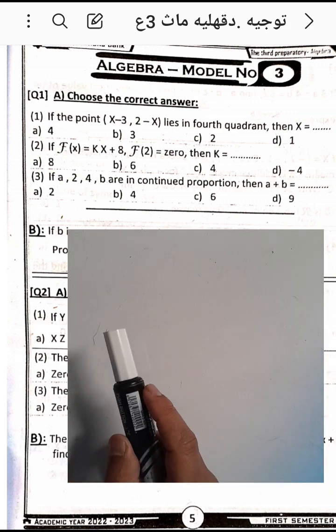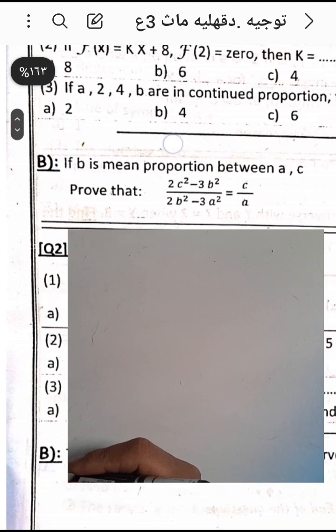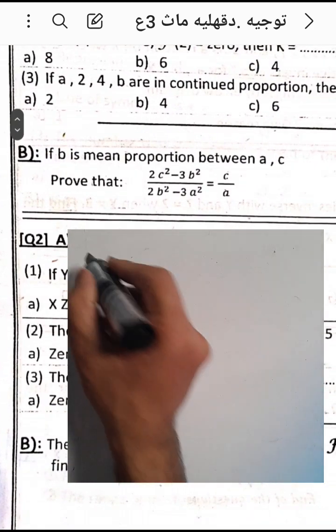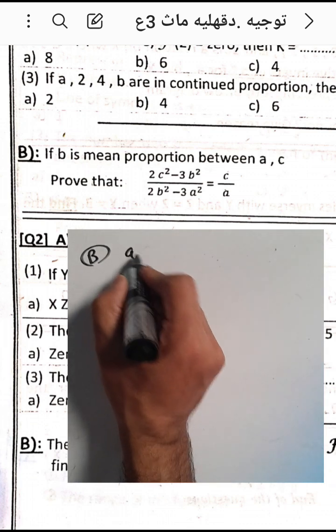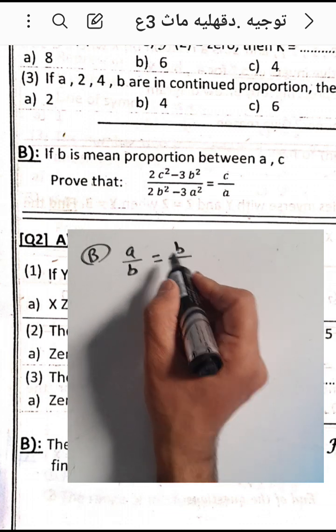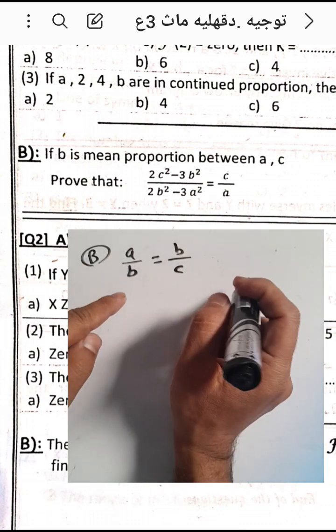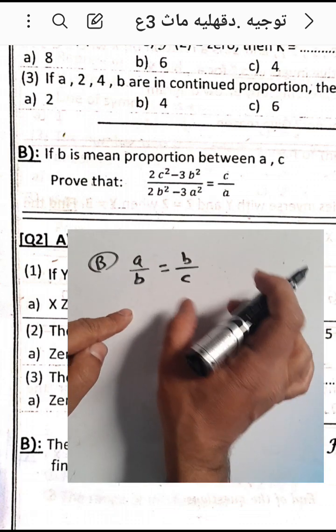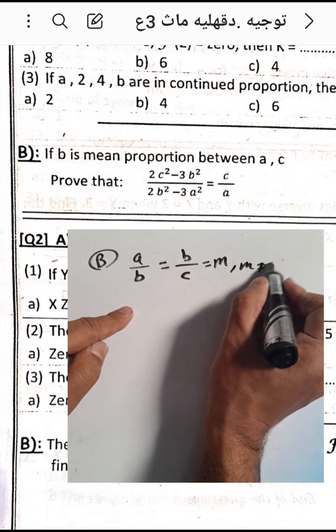Next question, letter B. If B is the mean proportion between A and C, prove that left-hand side equals right-hand side. Okay, to solve this example, we must put the rule here. We have B is the mean proportion between A and C, it means A over B equals B over C, because B is the median between A and C. We call it the mean proportion. Mean proportion is the median between A and C. And then we can put M here, and M not equal 0.